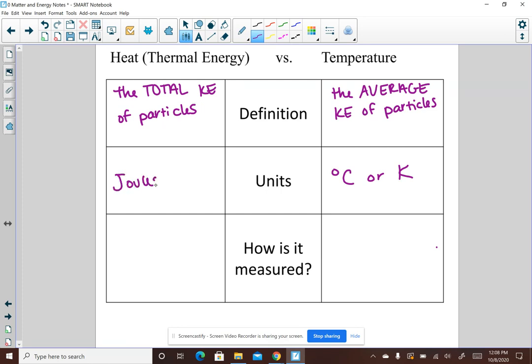So guys, this unit is good for any type of energy, not just heat, but in this unit, we're focusing on heat, and that will be our unit. How is it measured? So we have a thermometer.